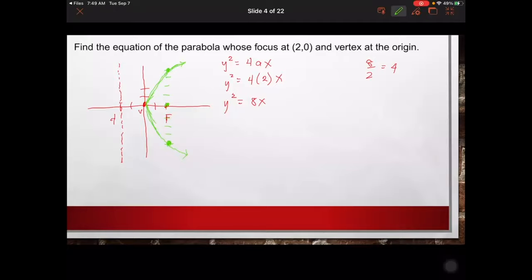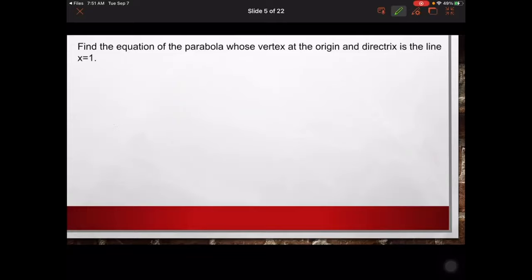Next is, we have your final equation of the parabola whose vertex at the origin and directrix is the line x = 1. So, please try to solve this. Try natin kung magpamatch tayo ng answer. X is equal to 1 ha. Kapag sinabi natin x is equal to 1, nasa ano siya? X-axis na. Directrix is x is equal to 1.